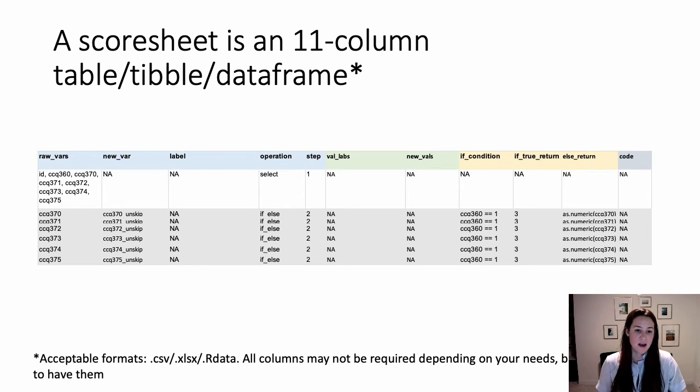Now, all of these columns may not be required depending on the needs of your particular score sheet and what operations you have. But for me, I just like to start out with any score sheet that I am building up. I'm going to start out with those 11 columns. I know that I'm not going to need any more than that. I might not need a couple of them, but I'm going to have them there just in case. And some of them, as you might see here, val_labs and new_vals, are both NAs all the way down. Doesn't matter that they're there, but we have them in case we were to need them in the future for another step.